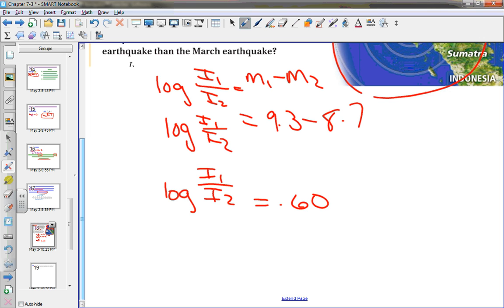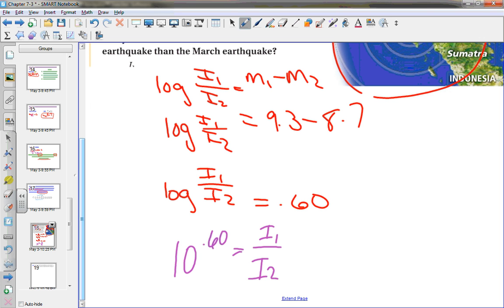What is the base of this thing? What is the base of that log? There is no base written, so the base is understood to be 10. So how can I write this thing as an exponential? Base of 10, look across the equal sign, get your exponent, is equal to, bring down the ugly. What does the I1 over I2 mean? The intensity of the first earthquake divided by the intensity of the second earthquake.